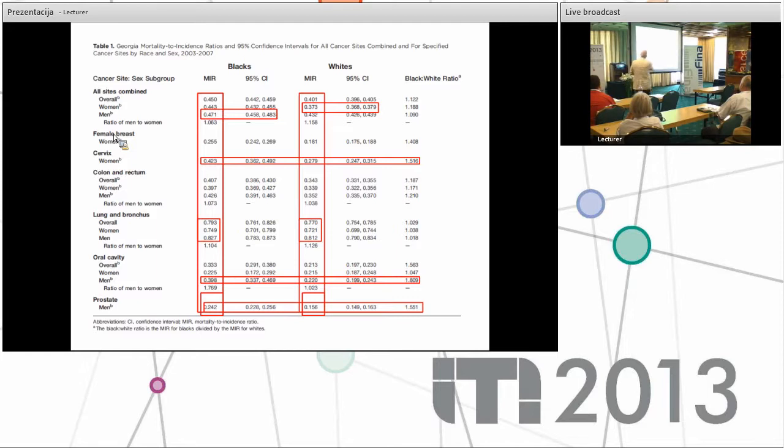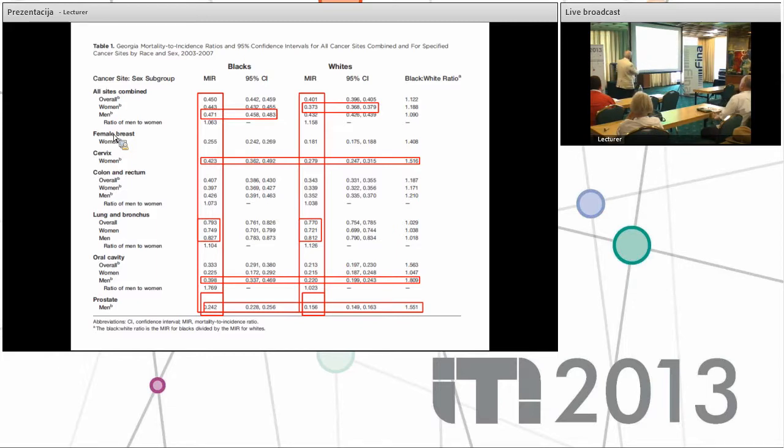And here for breast cancer, it's 0.25 for whites. For blacks, it's 0.18, and the black-white ratio is 1.4, so 40% higher mortality to incidence ratio for breast cancer in black women compared to white women, right? And we go down here to lung, and for black men compared to white men, it's pretty similar, really. There wasn't much difference for lung cancer.